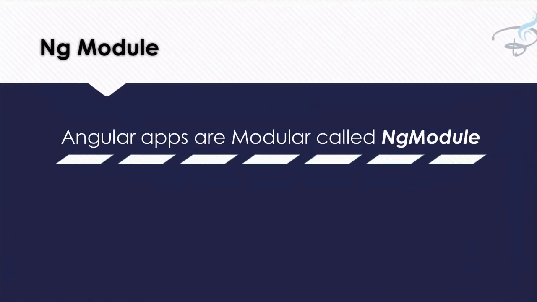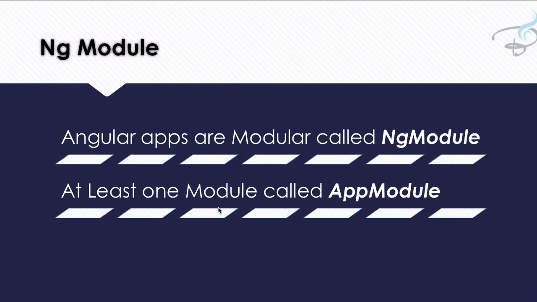Okay, so next is at least one module called AppModule. This means every Angular app must have an AppModule, and if you are not getting that, think of AppModule as a simple class. And what is a class?